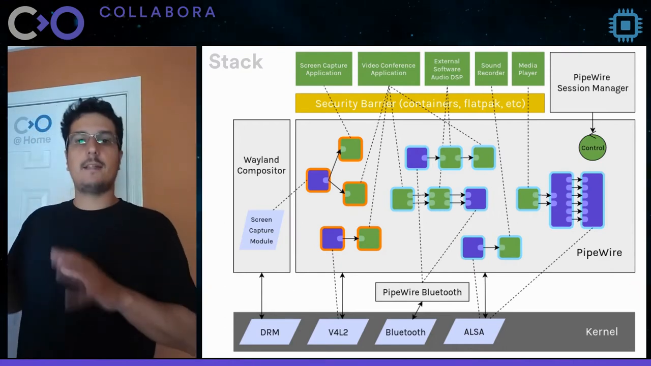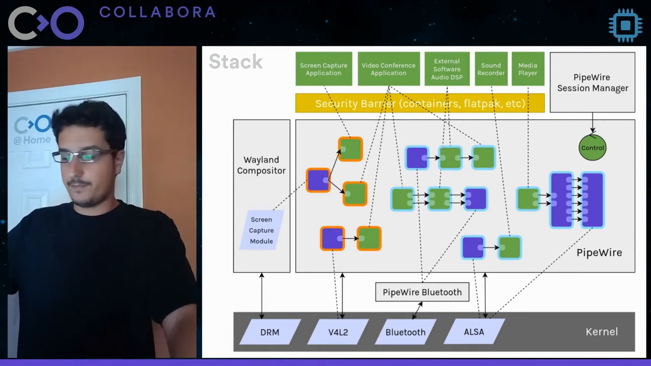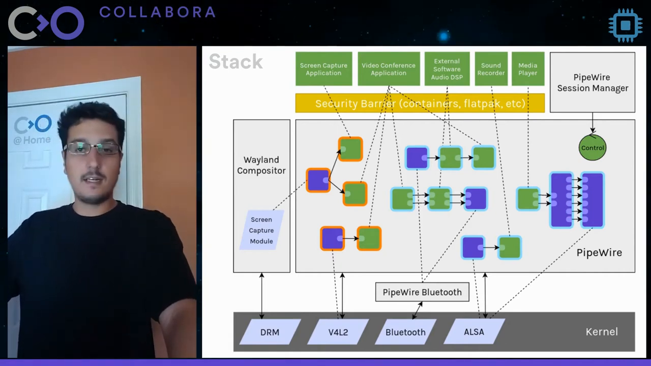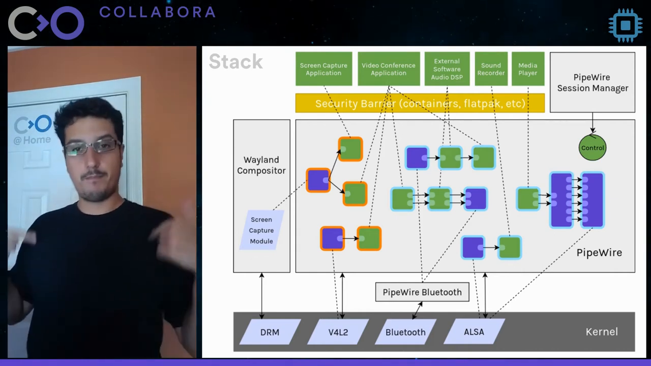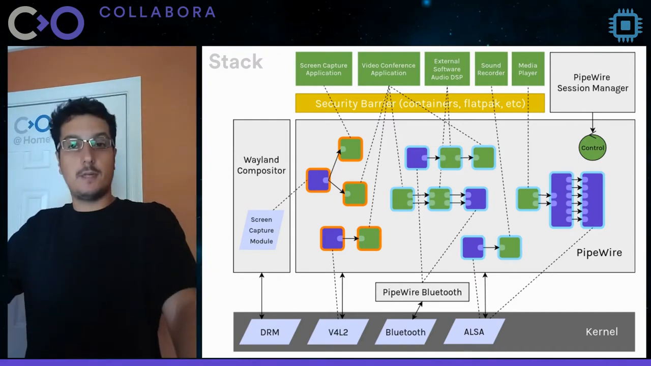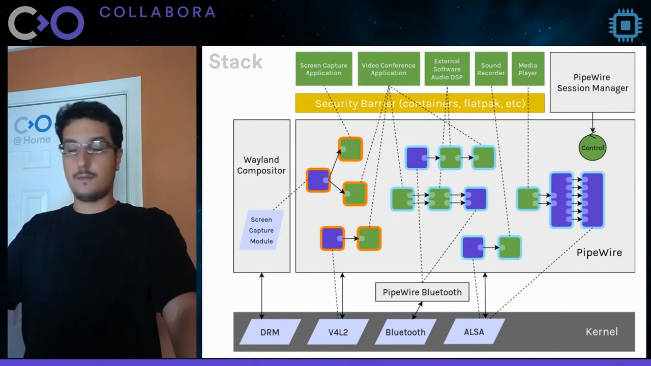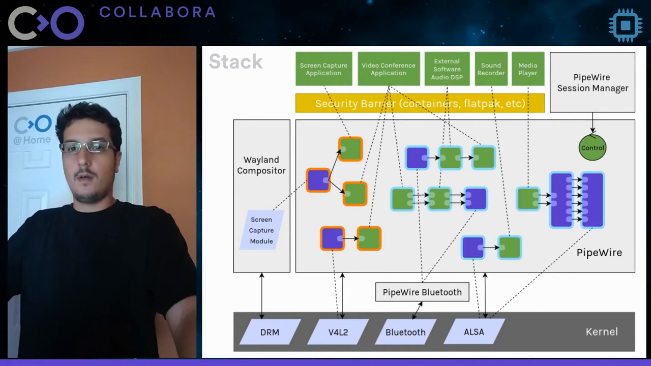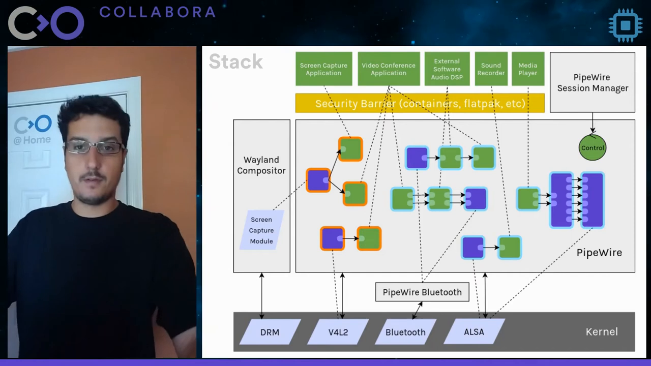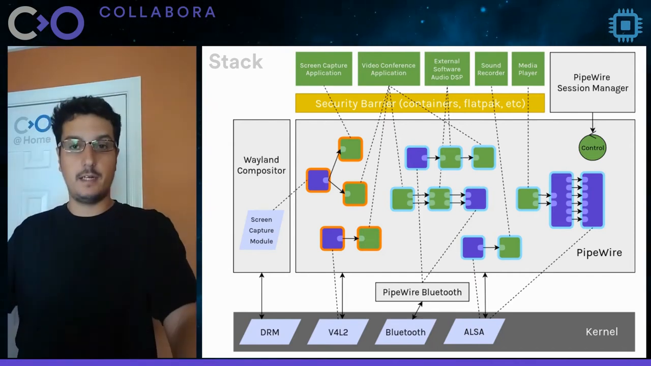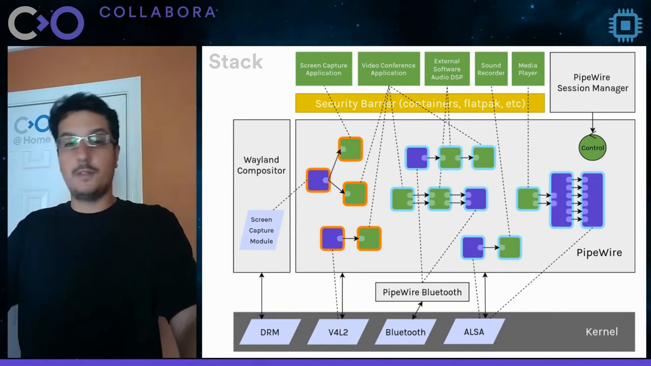Those connections, all of that is handled automatically by the session manager, which runs in a different process. So there's at least three processes going on here: the application process, the PipeWire daemon process, and the PipeWire session manager process. And they all communicate with each other via sockets using a protocol. Many different protocols can be used. PipeWire has its own native protocol, but others can be used. You can use, for example, the Wayland protocol, or you can even implement your own protocol if you want.